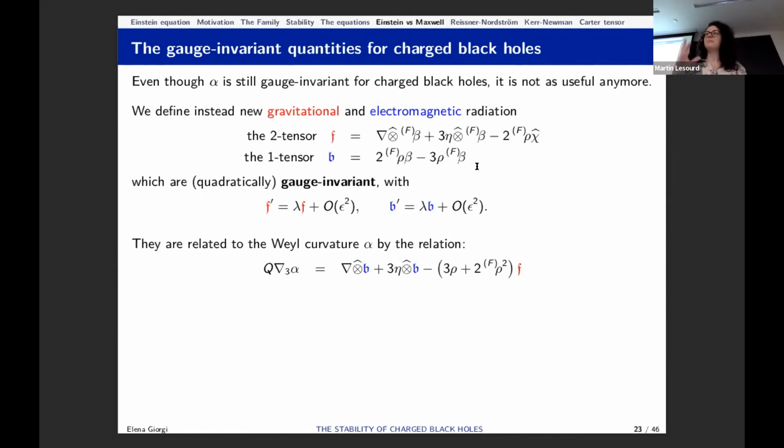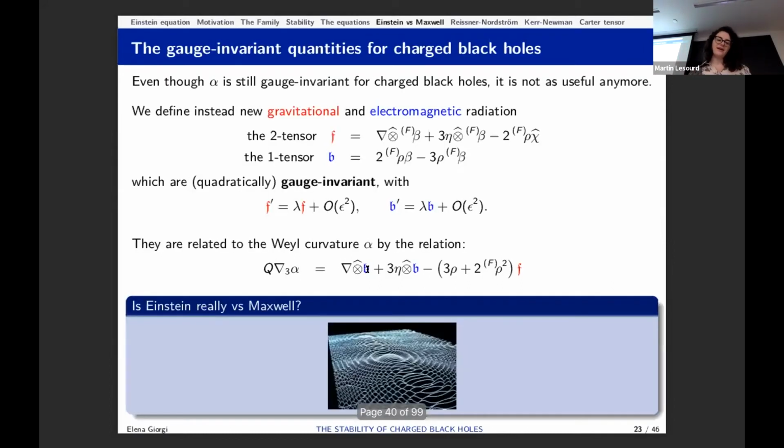So they're a mix. And they are gauge invariant, and they're related to alpha, of course, by a certain relation, this kind of relation here. So you have in fact three gauge invariant quantities, alpha, F, and B, and you have a relation between them. So really, the whole thing will be governed by a system of two wave equations, and then there is this sort of elliptic relation between them.